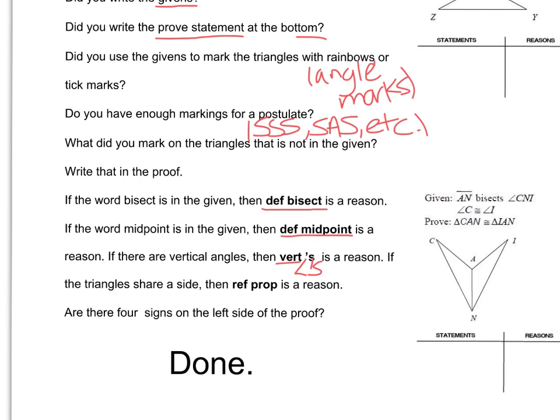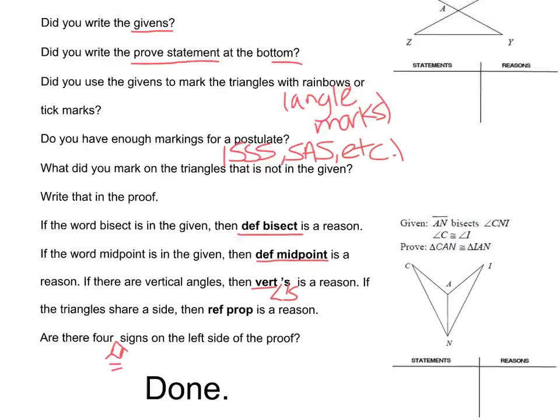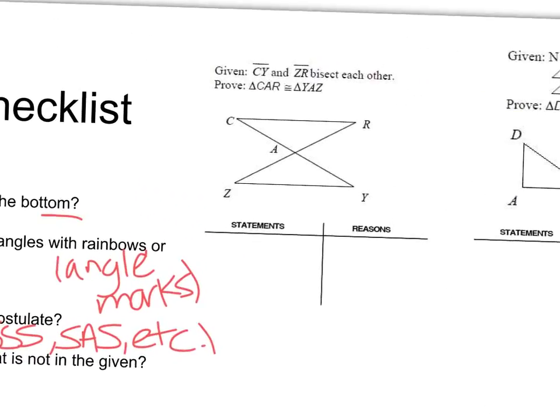And here's another. Are there 4 congruent signs or symbols on the left-hand side of the proof? So for these triangle ones, you need to have 4 congruent statements on the left-hand side. So that's going to give you things like 3 sides, and then you'll make a statement about the triangle. So let's look at some of these examples.